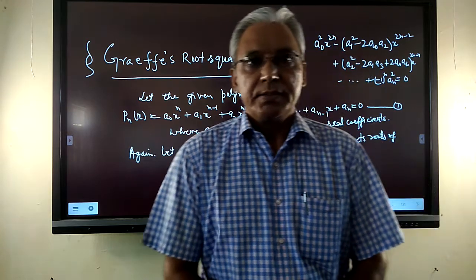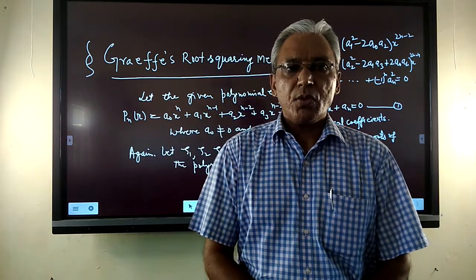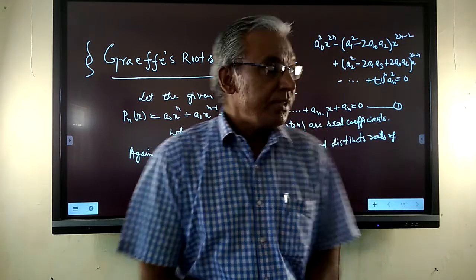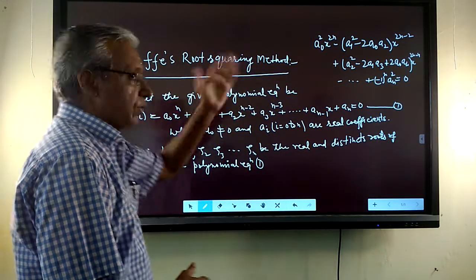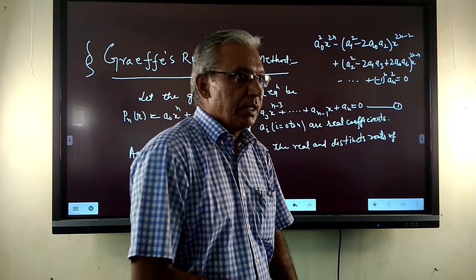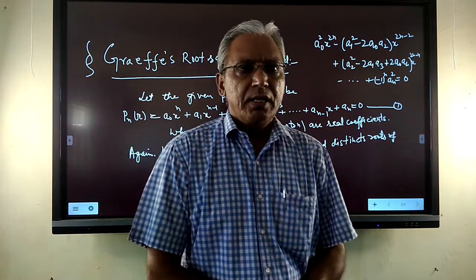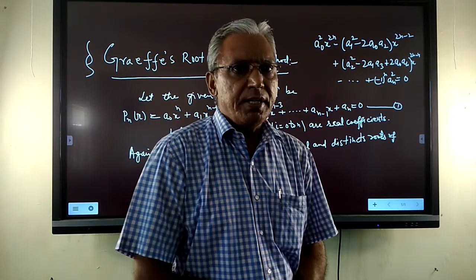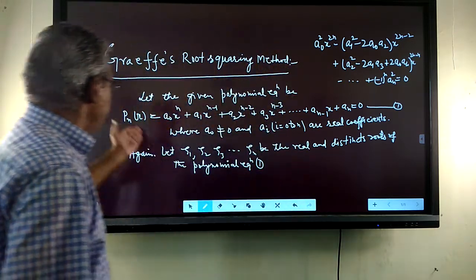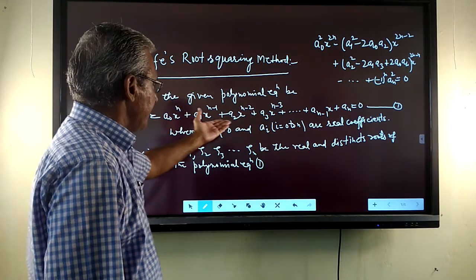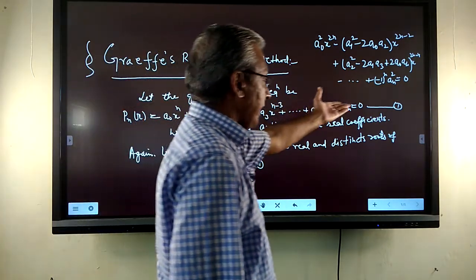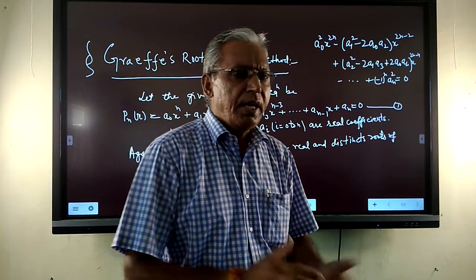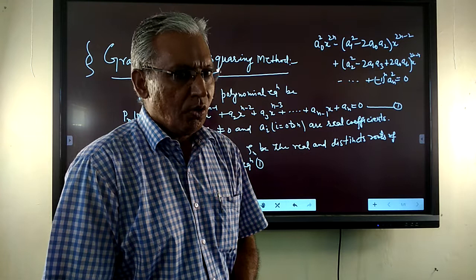Good morning, students. Today we are going to derive the Graeffe's root squaring method. To derive this method, first of all, we consider a polynomial equation in x of degree n, which is Pn(x) = a0 x to the power n + a1 x to the power n-1 + a2 x to the power n-2 and so on, + an = 0, where a0 is not equal to 0 and all ai's are real coefficients.